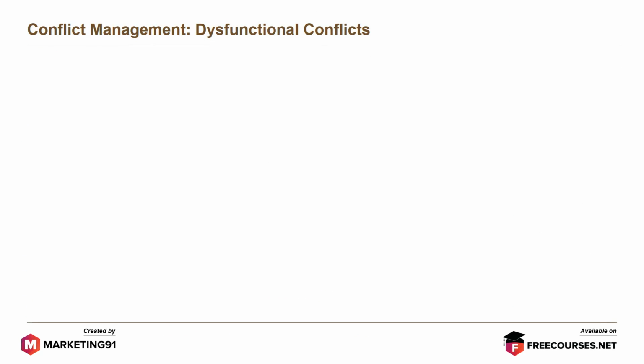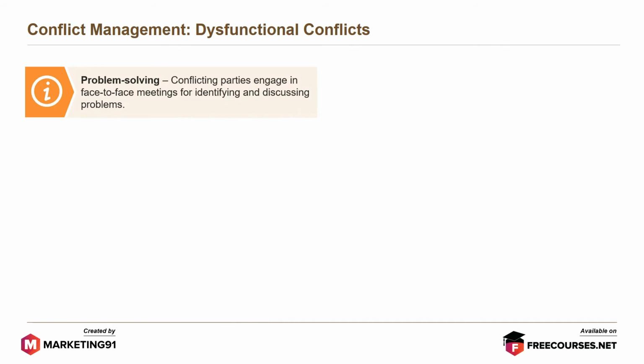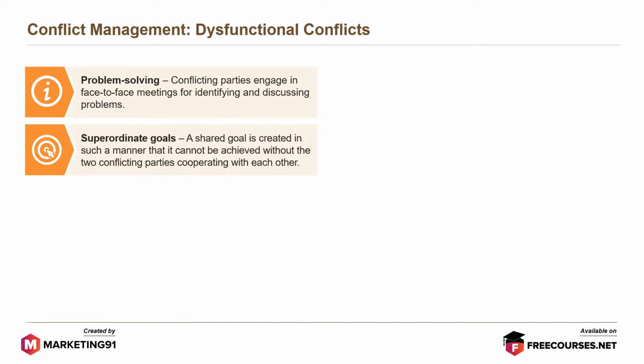Moving on, the next part in this video is on conflict management. There are 8 ways of managing dysfunctional conflicts. The first way is through problem solving, that is, conflicting parties engage in face-to-face meetings for identifying and discussing problems. Next is superordinate goals. A shared goal is created in such a manner that it cannot be achieved without the two conflicting parties cooperating with each other.